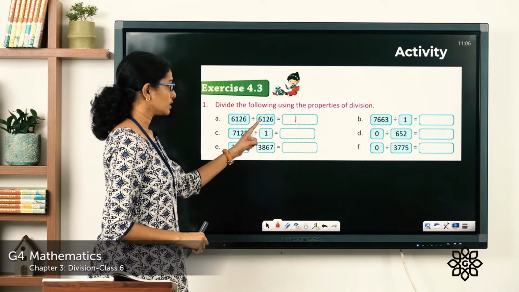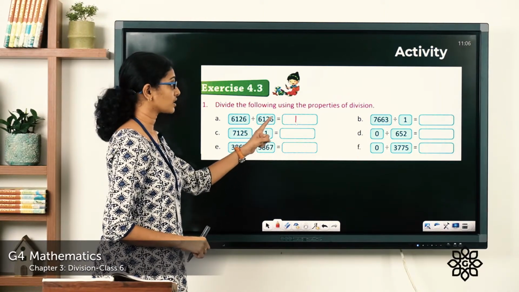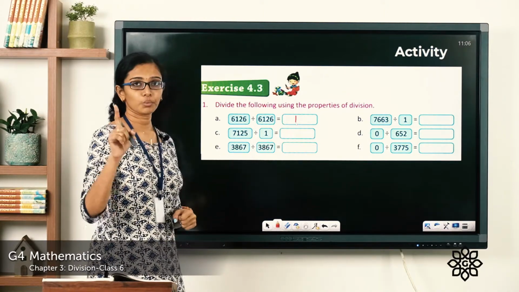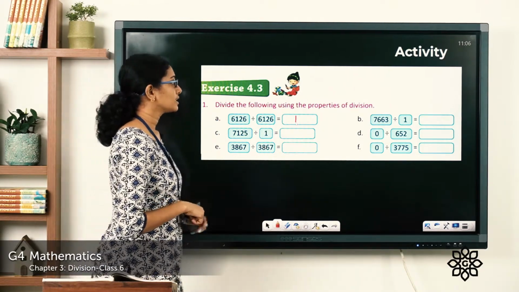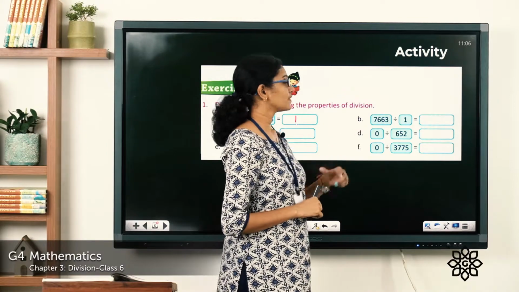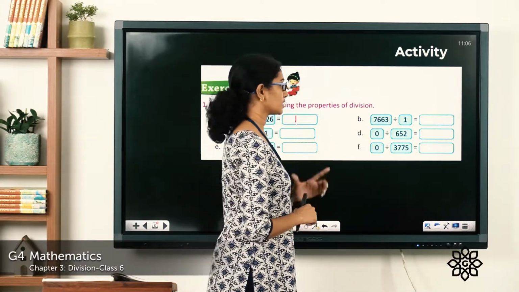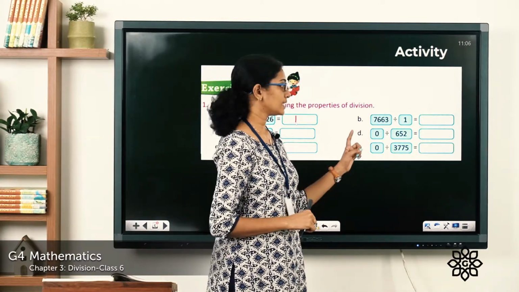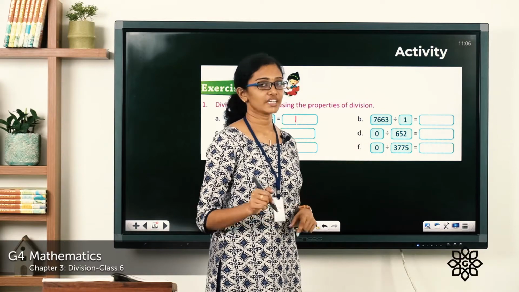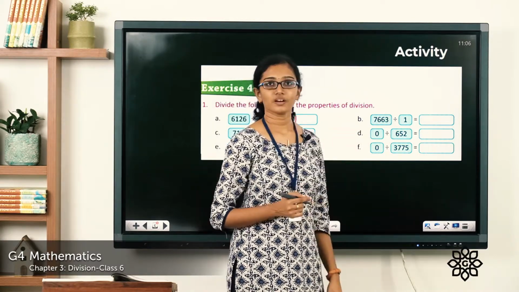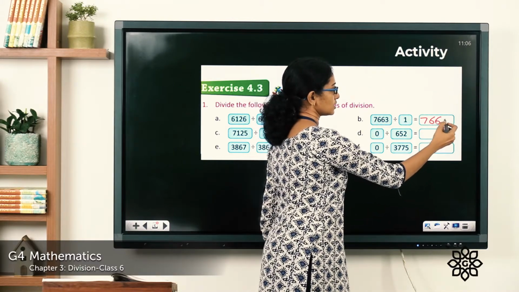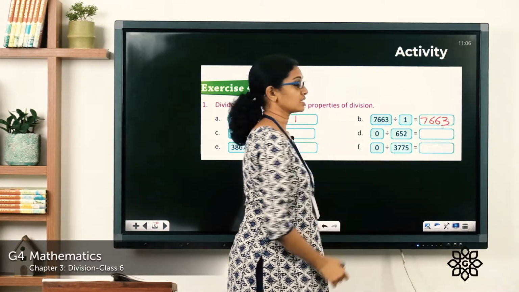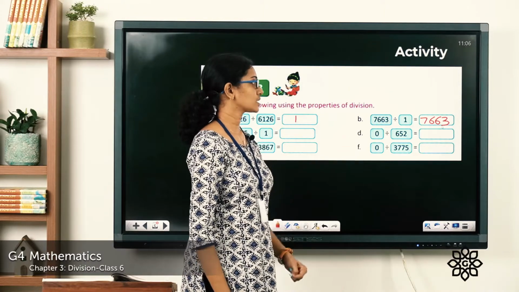Why? Because 6126 into 1 gives you 6126. Clear? Now question B, 7663 divided by 1. Any number divided by 1 gives you the number itself as the quotient. So here what should come? Here the quotient is the dividend itself, which is 7663.